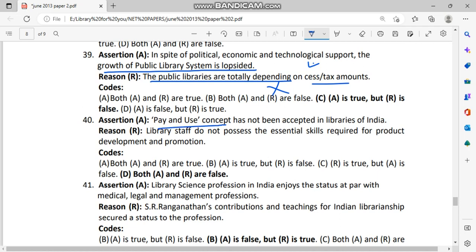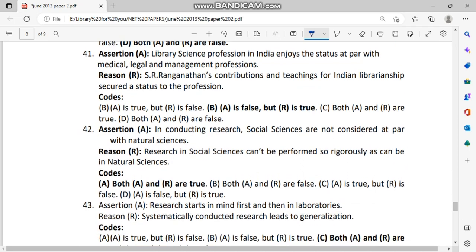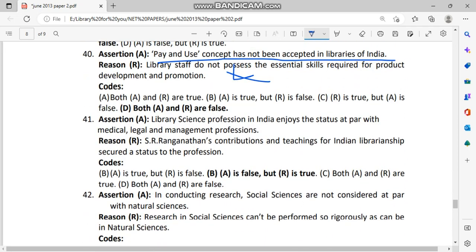Assertion: Pay and use concept has not been accepted in libraries of India. Reason: Library staff do not possess the essential skill required for product development and promotion. Both are false. Assertion: Library science profession in India enjoys the status at par with the medical, legal and management professions. Reason: S.R. Ranganathan's contribution and teachings for Indian librarianship secured a status to the profession. A is false, but R is true.